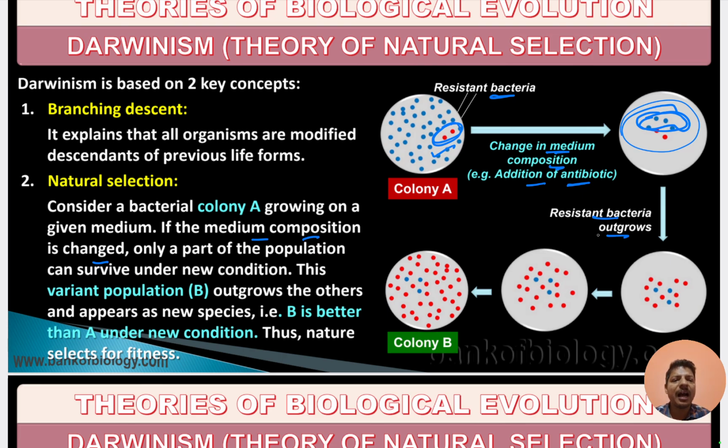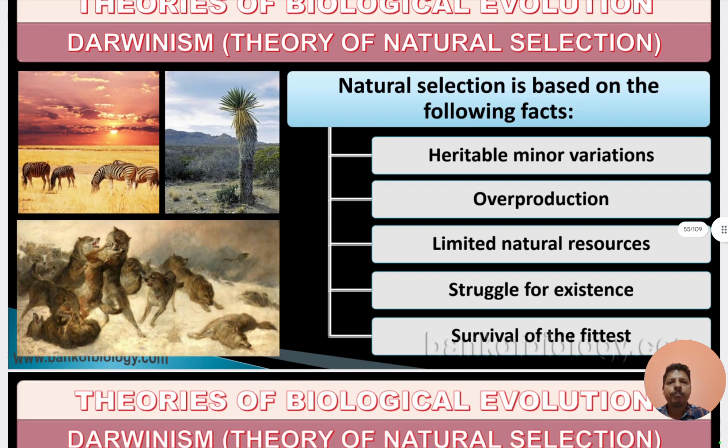The resistant bacteria outgrow like this, and then you can see colony B is formed, which is the variant population, outgrowing the other and appearing as a new species. That is, B is better than A under new conditions. Thus, nature selected for fitness. Natural selection is based on the following facts. First of all, heritable minor variations, overproduction, limited natural resources, struggle for existence, and survival of the fittest.